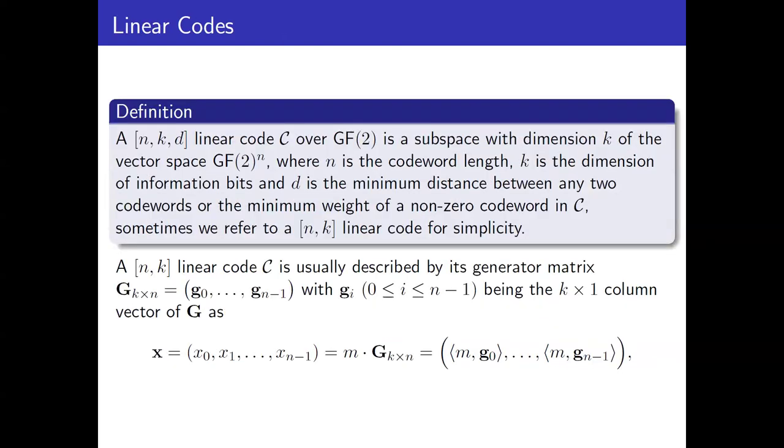We look at some preliminaries. So we look at the definition of the linear codes. We all know that an [n, k, d] linear code C over GF(2) is a subspace with dimension k of the vector space of n-bit length, and n is the code word length, and k is the dimension of information bits, and d is the minimum distance between any two code words, or the minimum weight of a non-zero code word in C. Sometimes we refer to [n, k] linear code for simplicity. With this definition, we can represent the linear code as the multiplication of the information vector M, which is k-dimensional, with the generator matrix as this.